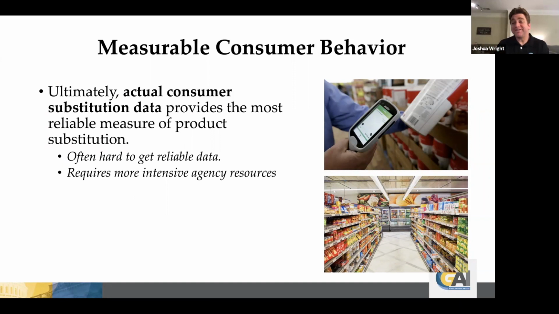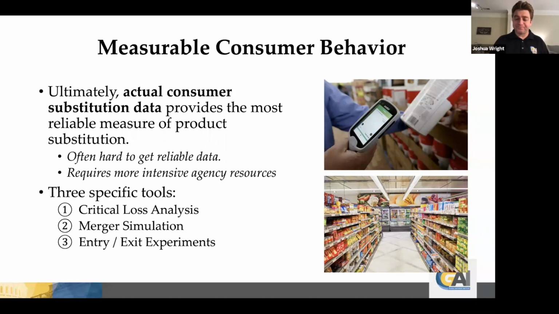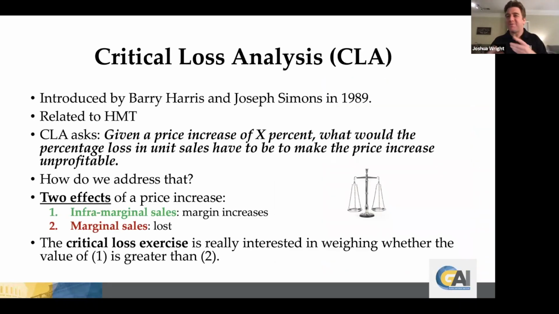Actual consumer data is not always available, right? In industries where we've got scanner data, retail, hospitals, and the like, we can oftentimes get scanner data or other forms of data on customer behavior in response to price changes. Remember, that's really what I want. I want, where do customers go in response to a price change, okay?